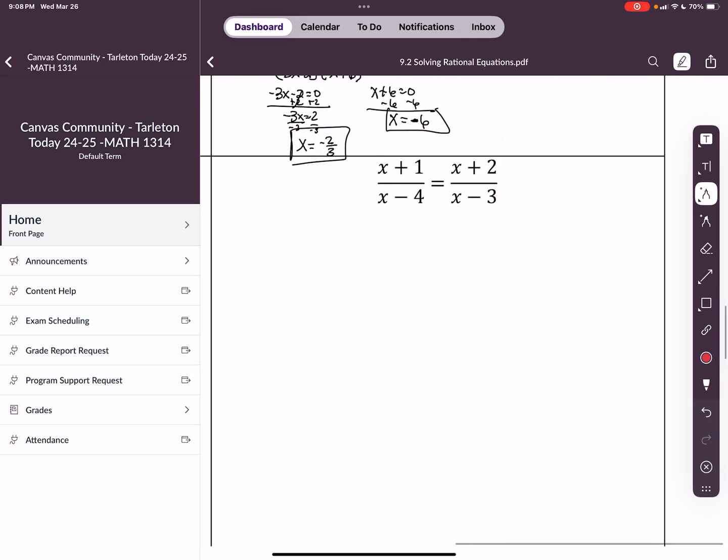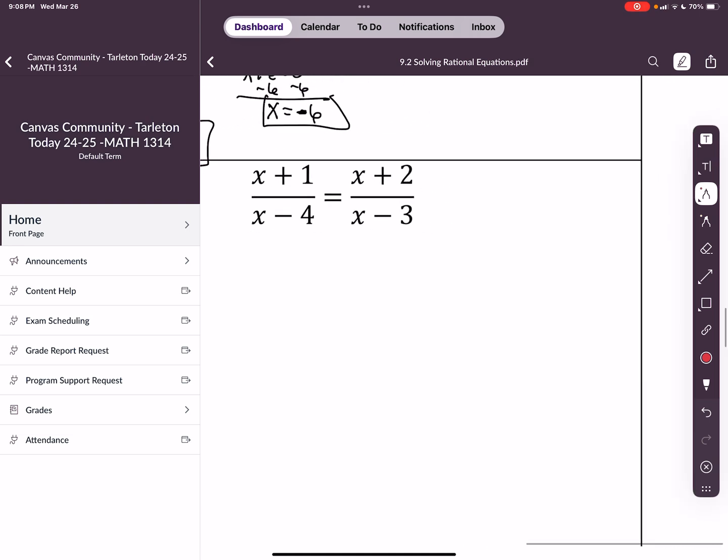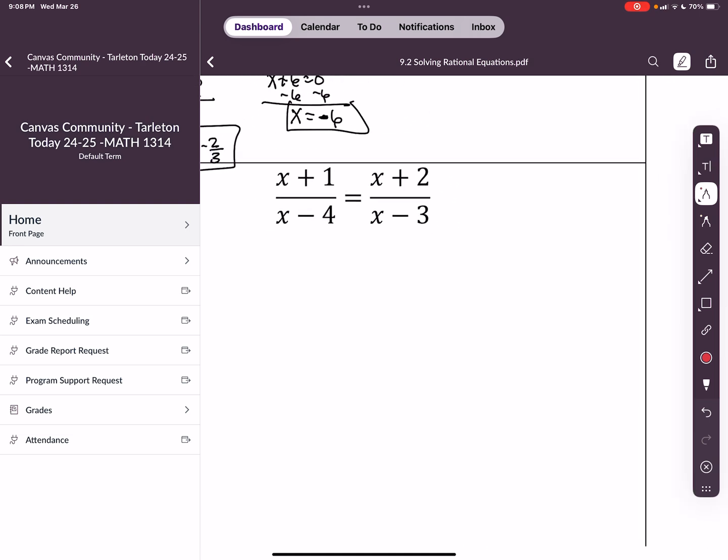All right. And this one, there is a little bit to this one, but it's not too much. And so this one won't be as bad either. So we have one denominator that is x minus 4. The other one is x minus 3. So the simplest LCD that we're going to have here is, okay, well, let's just make it x minus 4 times x minus 3. That's just what it is.